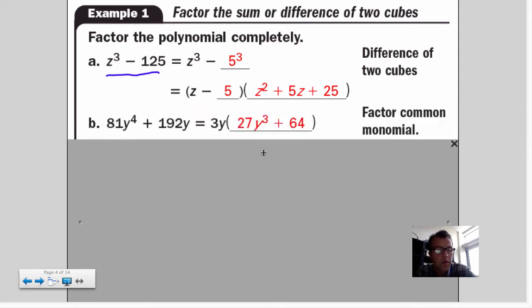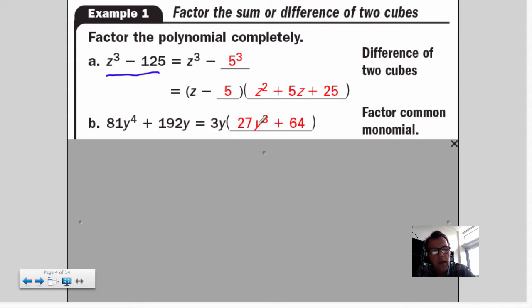Here is another example, and this one's trickier. Why? Well, you might not see it as the sum. I mean, there's two terms, and you're adding, so you're hoping for the sum of two cubes. But first, you have to factor out this common 3y.